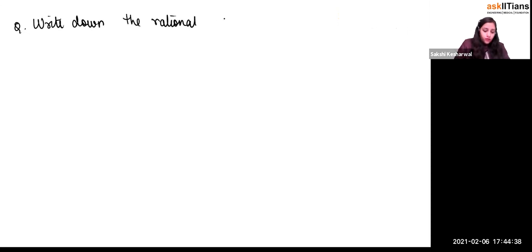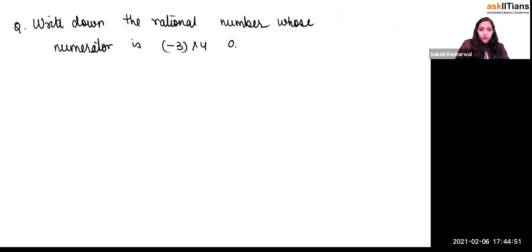The question is, write down the rational number whose numerator is -3 into 4 and whose denominator is 34 minus of 23 into 7 minus of 4.